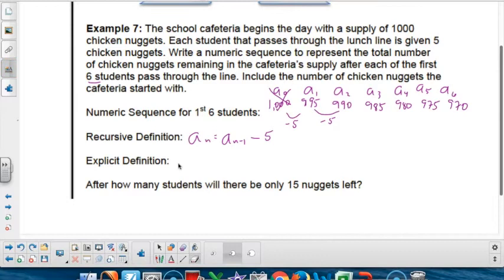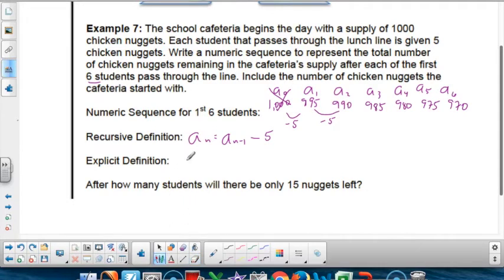Now, the explicit is going to be very similar in that I'm still going to be using these numbers. So remember, my formula for explicit looks like this, and I need the first term and I need the common difference. Well, the first term here, I'm not going to use a sub 0 because that's not my first term. That's sort of the term before the first term. The first term is 995. That's how many nuggets are left after the first student. So 995 plus n minus 1, and then my common difference is negative 5.